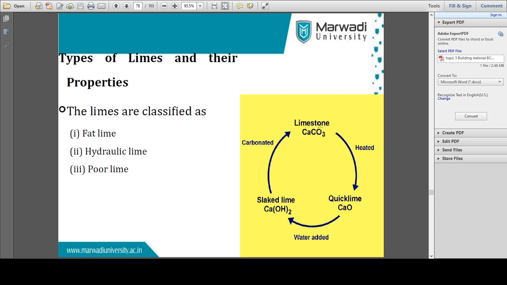So in certain ingredients, if we want to make cement, then we will use quicklime. Under the first process we will directly use CaO and will not go for further procedure. And in some ingredients we use slaked lime, so in that we have to go for two processes. First is providing heat, second is adding water to get slaked lime. So based on the usage, we will have quicklime and slaked lime. This is also discussed in our previous lecture: fat lime, hydraulic lime and poor lime.